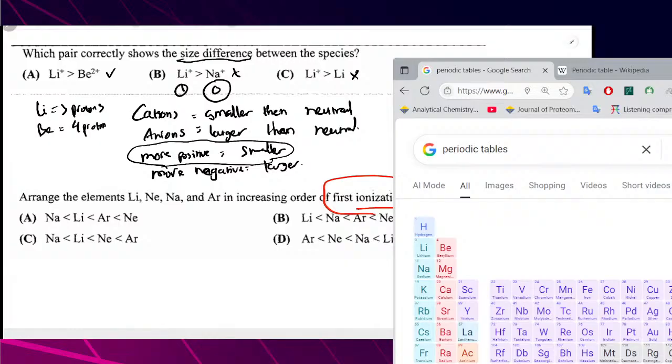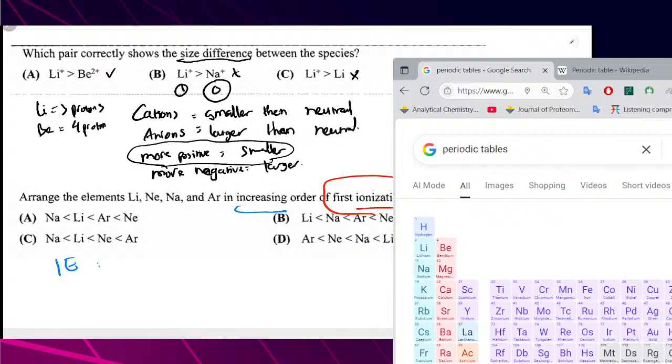So which element gives up an electron more easily, and which resists it the most? We need to put them in increasing order. We already understand the meaning of ionization energy: the energy needed to remove one electron. The trend is kind of like this.